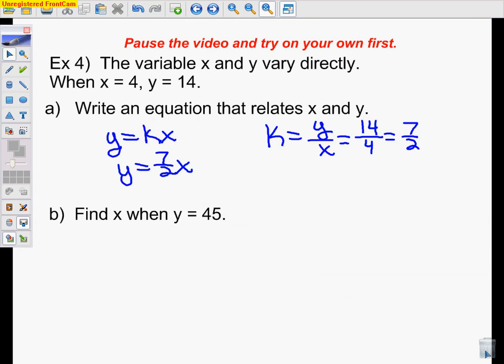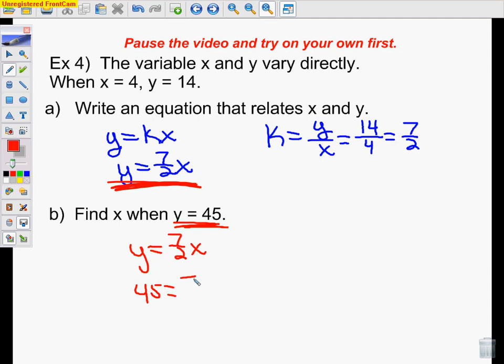Part B here says find x when y equals 45. Go ahead and pause the video and do that on your own. Alright, so once you've tried that, once again we have started off with our formula y equals 7/2 x, because we're using that formula from part A. So y equals 7/2 x, and this time they give us y, so y is 45, so we're going to plug that in. 45 equals 7/2 times x.